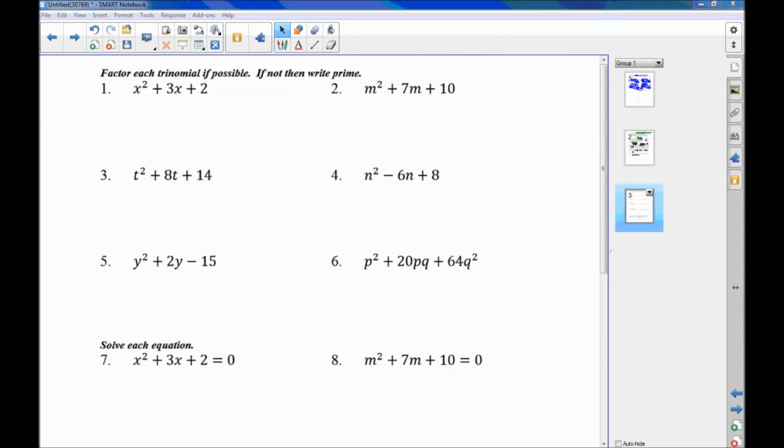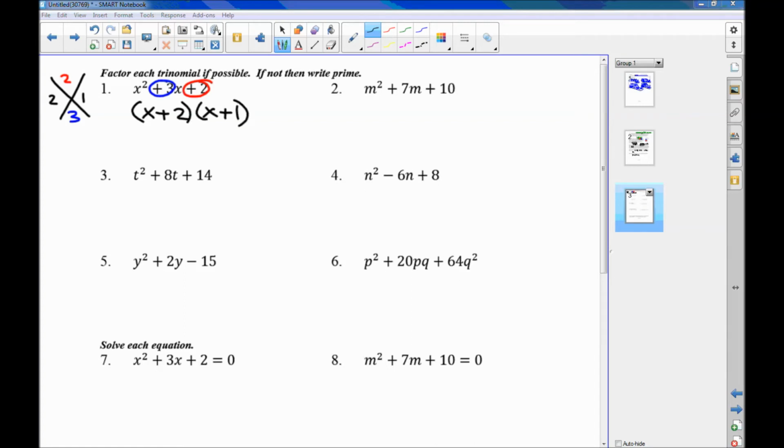All right, let's flip it over and practice some of this factoring of trinomials. On our last page here, we have: factor each trinomial if possible. If not, then write prime. So for our first one, we want two numbers that multiply to 2 and add to 3. Those two numbers are 2 and 1. 2 times 1 makes 2, and 2 plus 1 is 3. So we could factor this into x plus 2 and x plus 1. This is all we're asked to do. Just factor it. That's our answer.